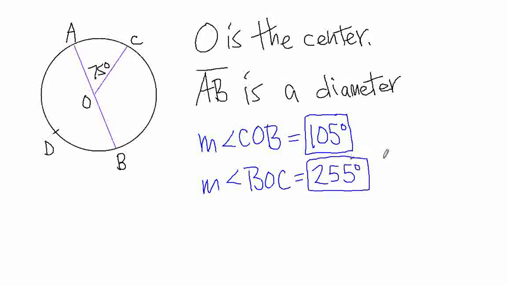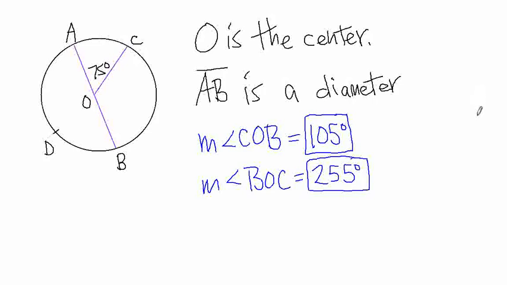Another way you could have calculated that is, you know that the central angle associated with the entire circle is 360 degrees. Okay, and I said that BOC was everything else but the first angle that I found the measure of. So you could have also calculated 360 degrees minus 105 degrees. That would have also given you the same answer.